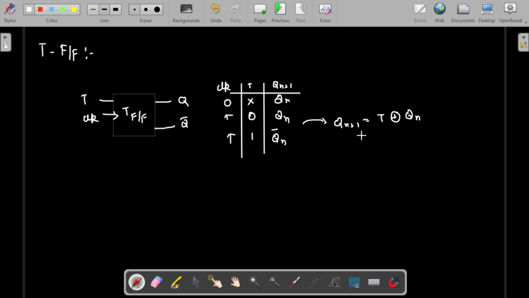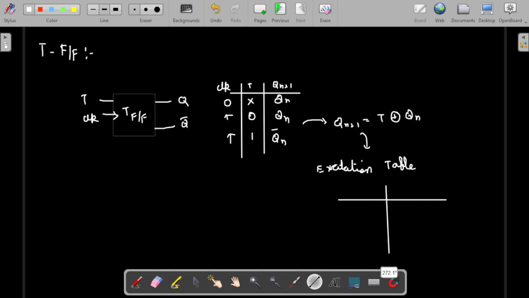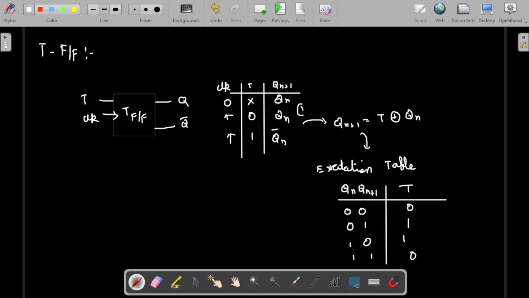The excitation table will be similar to this, nothing but the XOR truth table. Excitation table: Qn, Qn plus 1, T. So 0 0, 0 1, 1 0, 1 1. Whenever it is 0 0, T will be 0. Whenever the change is 1 1, T will be 0. So this is first, this is second. Three things you have to remember. This is the order.